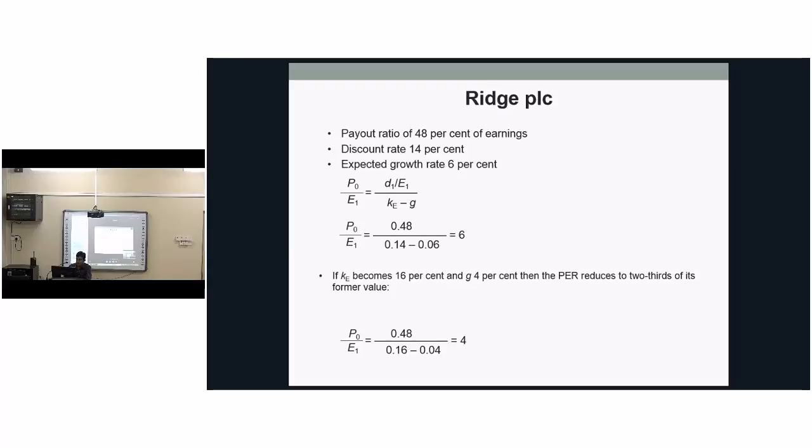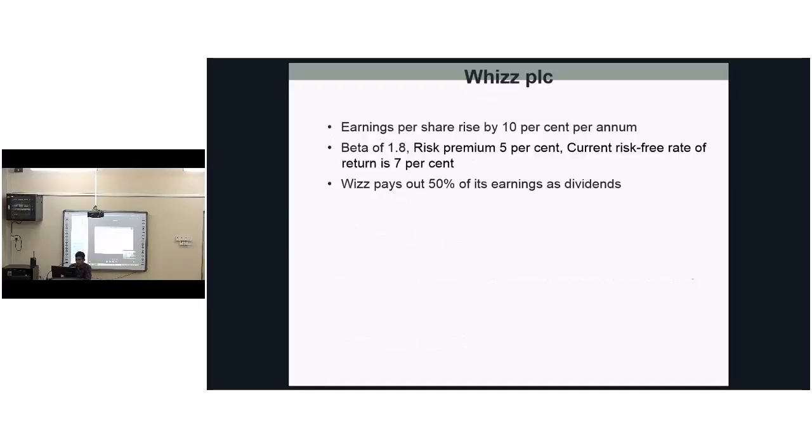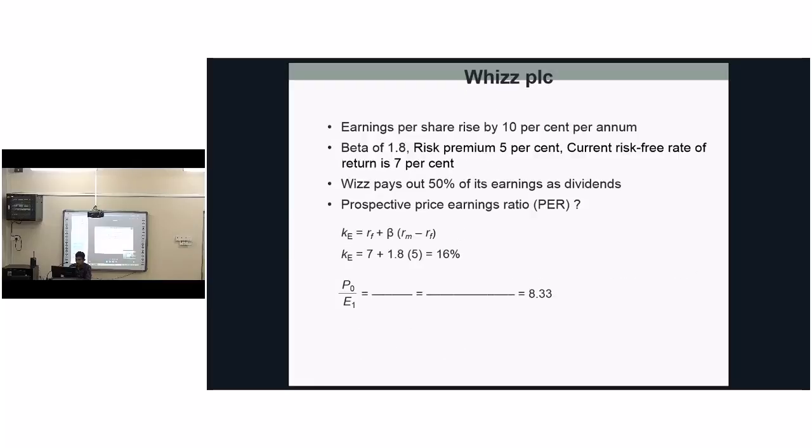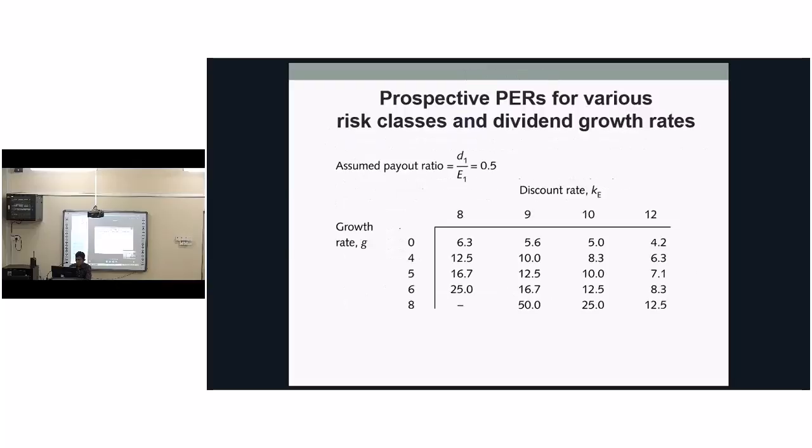Similarly, if the growth is reducing and at the same time the KE is increasing, you will find a PE of 4. So these are some of the questions that we applied, and we can even apply the discount table to arrive at the same answers.